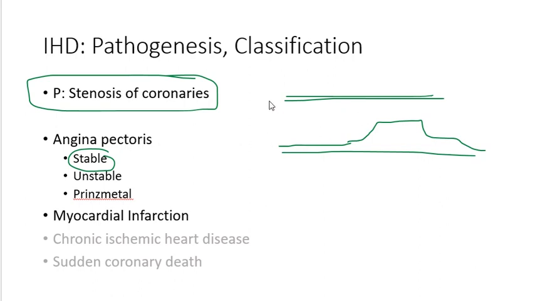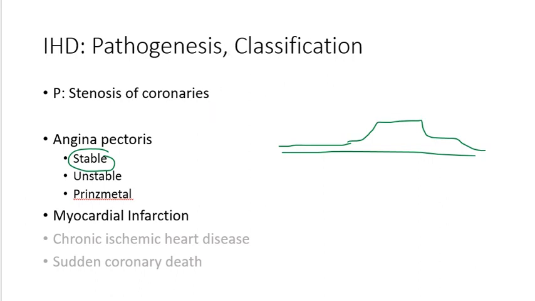Nitroglycerin dilates the coronary arteries. So nitroglycerin should be able to ease the pain because it dilates the coronary artery, so it would be wider. If it's wider, the stenosis is less present, and so there is better supply to the heart, and you feel better anyways.